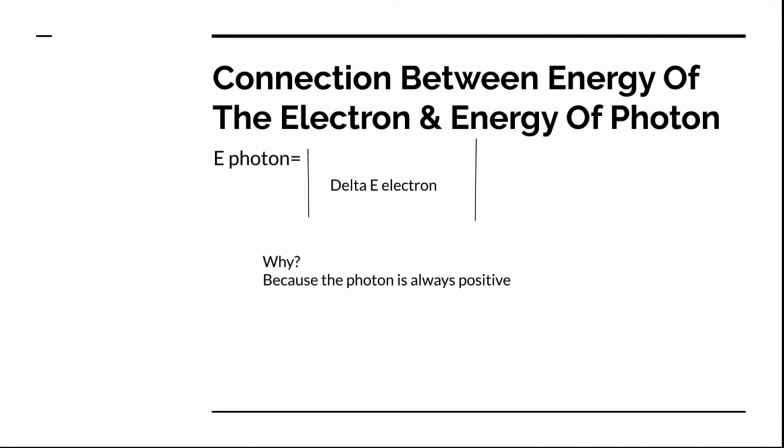Another thing is that we have the connection between the energy of the electron and the energy of a photon. As stated before, the photon has to have positive values. So the delta E of the electron could be positive or negative, but just to be safe, we're going to always take the absolute value of it, and of course always get a positive energy of the photon.